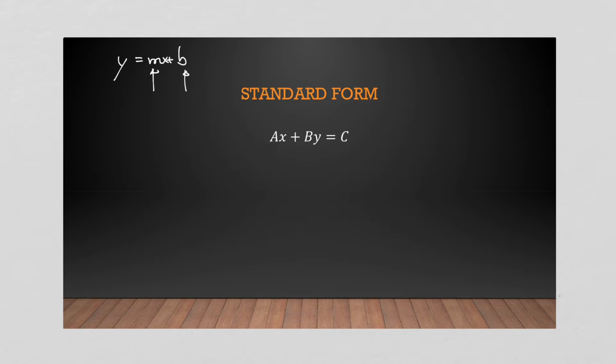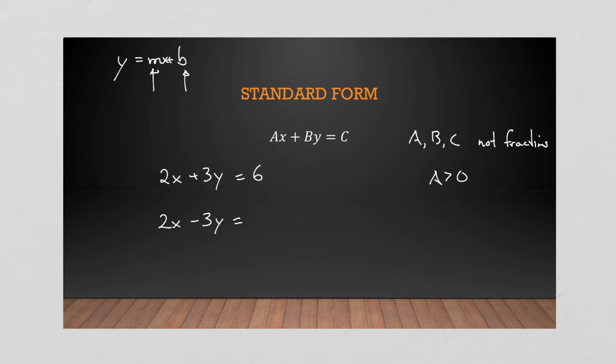This just gives us ax plus by plus c. Now, a, b, and c cannot be fractions in order for this to technically be in standard form, and a has to be positive. So you can have an equation that looks like this: 2x plus 3y equals 6, but only a has to be positive. So you could also have 2x minus 3y equals 6, or you could have 2x minus 3y equals negative 6. All of that is totally fine, just as long as this value here is positive. That means it's technically in standard form.